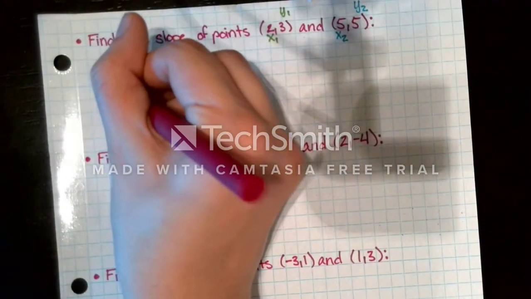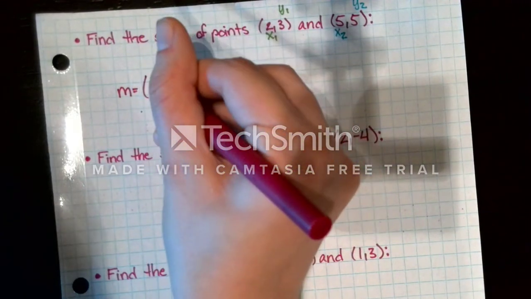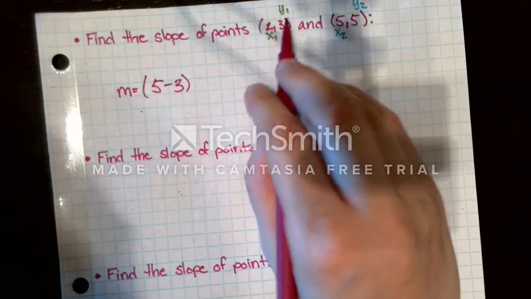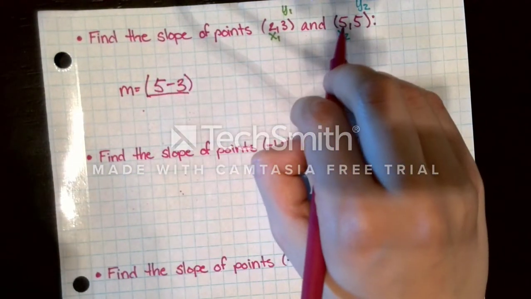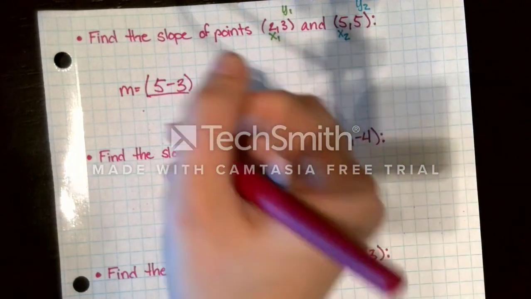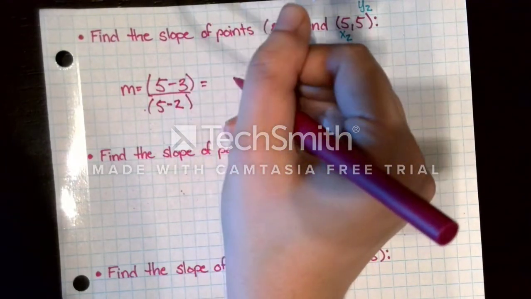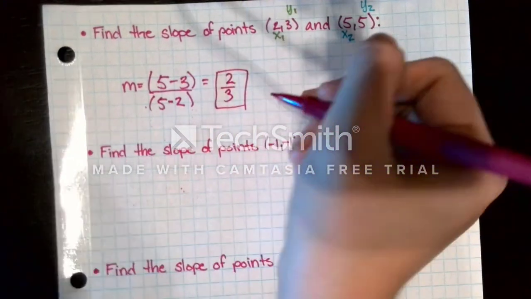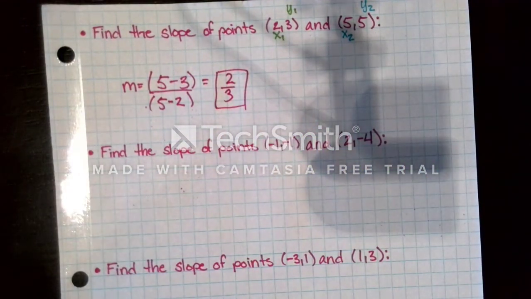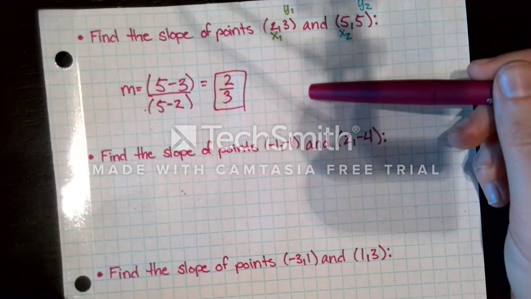Now that they're labeled, plug them into your formula. You have the slope is equal to the difference of y2 minus y1, and again, each of these are being pulled from up here, divided by your x2 minus your x1, 5 minus 2. And you should get a slope of 2 over 3. As easy as that. The one downside is you cannot check it on a graph, but you're more than welcome to plug this into Desmos if you're ever curious.